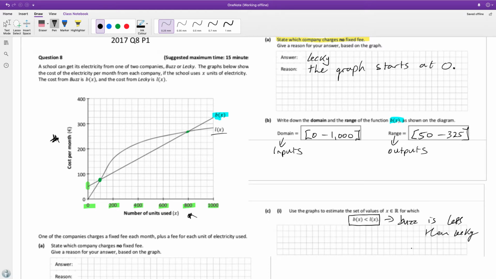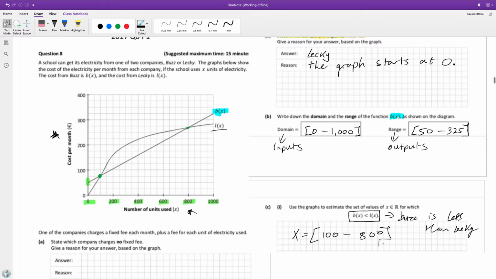If you wrote down here, Buzz is less than Lecky, without putting in any values, you pick up marks, because you're explaining what the sentence means. That's how handy it is to pick up marks on a junior paper. Don't leave it blank. And the answer here is where x is equal to 100 to 800, and that's your answer. From 100 to 800 for x. Good stuff.